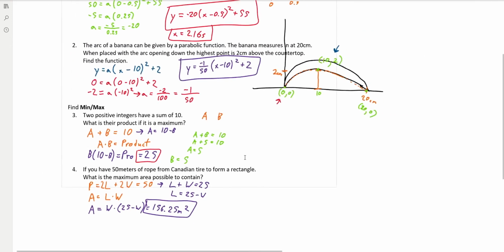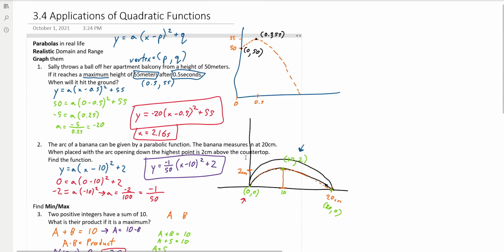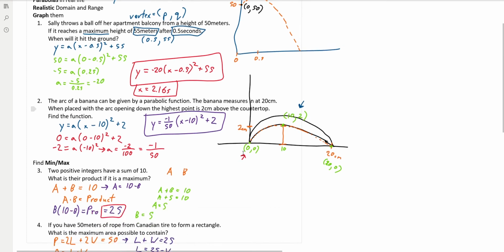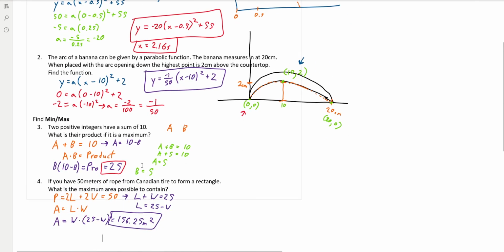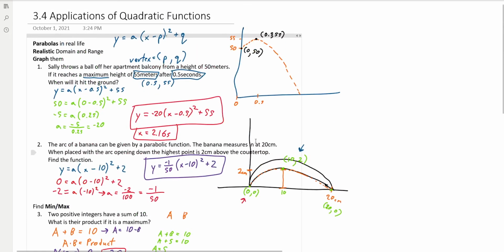All right, I hope that this video helped you understand applications of quadratic functions a little bit better, how to make the functions based off of the data or the graph, and also how to read the questions a little bit better and find min and max. Hope this video helped. Good luck.